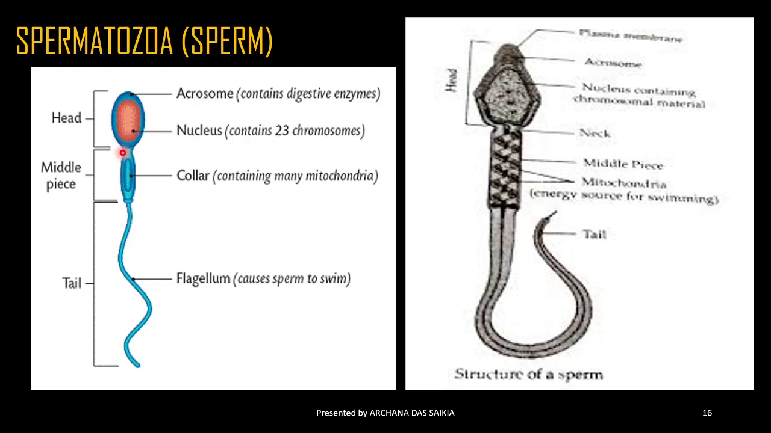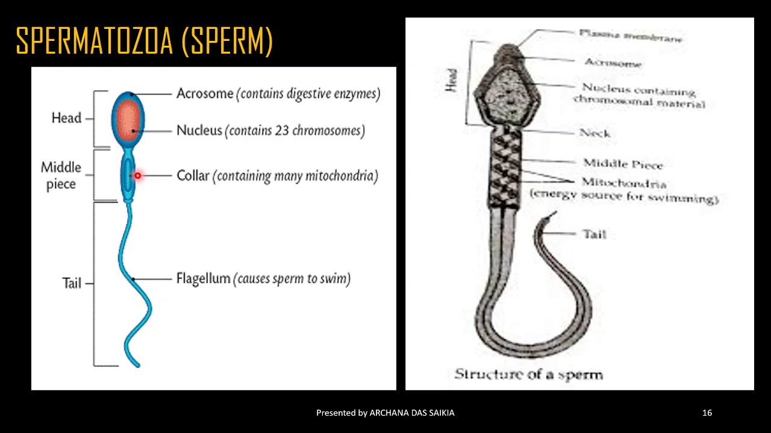Then followed by the head portion is a slender structure which is known as the middle piece, which will contain many mitochondria. Why many mitochondria? Because a lot of energy is required by the sperm. Why is a lot of energy required by the sperm? Because after the release of sperm, it has to travel.